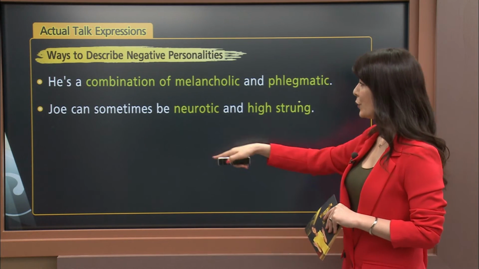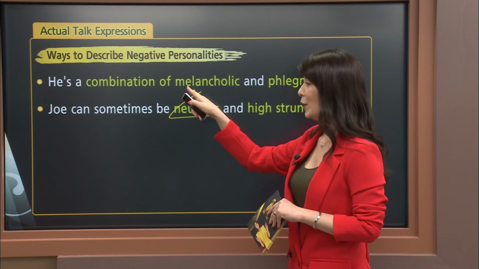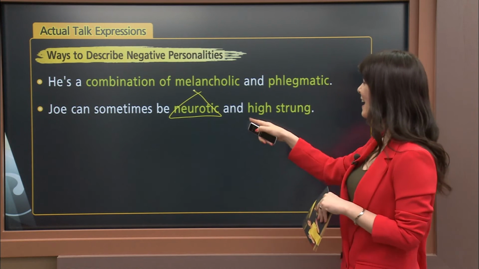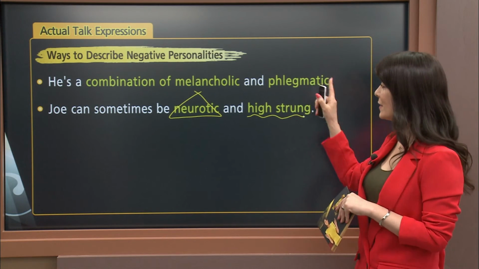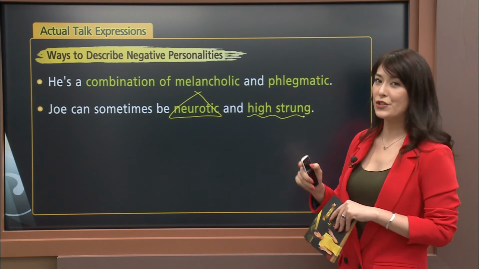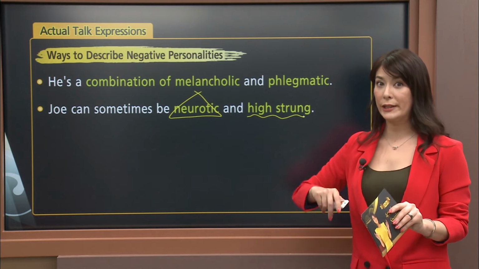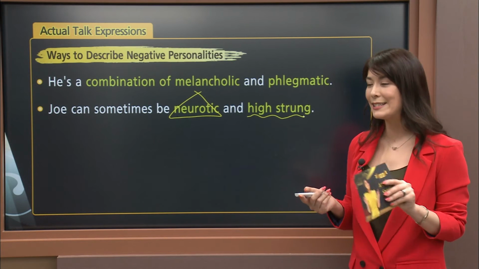Joe can sometimes be neurotic. What does that mean? I hope you remember, kind of crazy, has ups and downs, and high-strung as well. So these are very similar expressions you can use when you want to talk about something that's not stable, that can be really crazy sometimes and very sensitive.